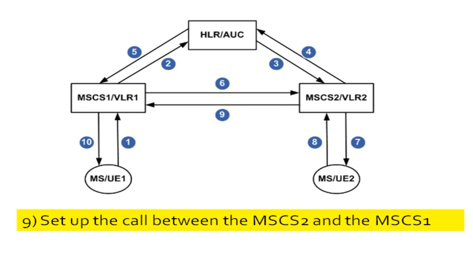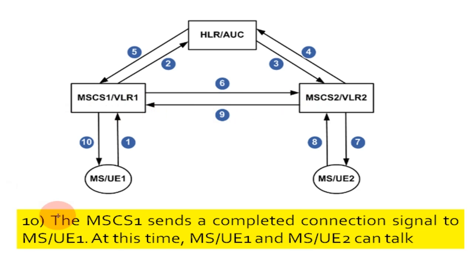And in step 10 now, what do we have? The MSC1 sends a completed connection signal to MS1. At this time, MS1 and MS2 can talk to each other. So that is a summary of the call flow between two mobile subscribers located under the same public land mobile network but served by two different mobile switching centers.